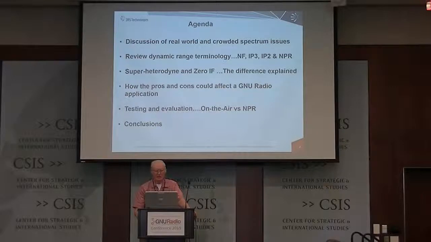So my agenda is going to be talking about real-world crowded spectrum areas. And reviewing dynamic range technology: the third-order intercept point, the second-order intercept point, and a new thing called NPR. And that's not National Public Radio, it's noise power ratio. And superheterodyne and zero IFs, we're going to talk about the differences, and the pros and cons, and how they affect your new radio applications. And then we'll have some testing and evaluation, using an on-the-air approach, and then a noise power ratio approach, and then conclusions.